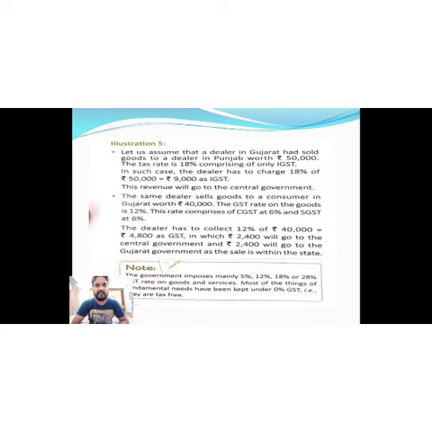Now see, the dealer has collected 12% of 40,000. 12% of 40,000 is 4,800 as GST. Now we just have to halve this 4,800. 2,400 will go to the central government and the remaining 2,400 will go to the Gujarat government, as the sale is within the state. When the sale is within the state, the GST has to be halved: half goes to the central government and half to the state government.